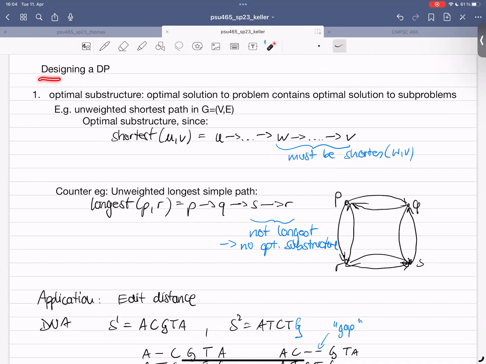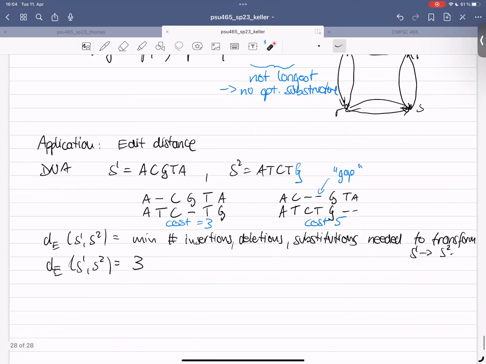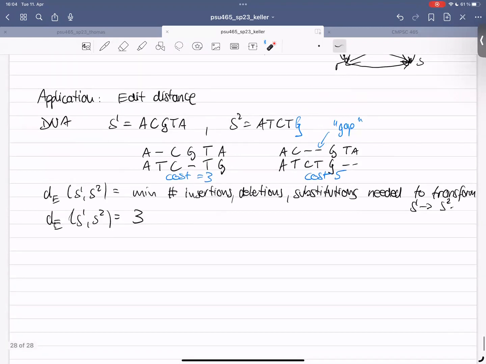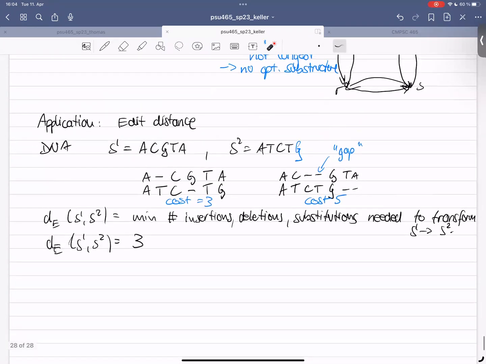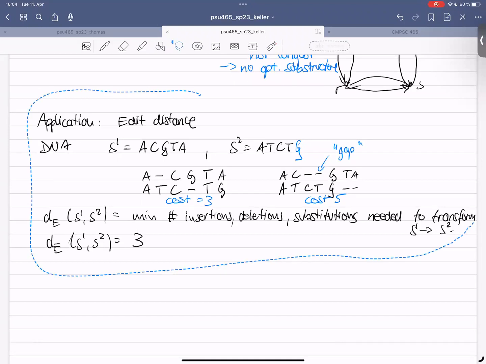Designing a DP. So this was what I wanted to do before I started this example. I mentioned the first point, which is optimal substructure. What I forgot to mention is the second point, which is overlapping subproblems. So let me, how do I do that? I can cut and paste. Yeah. So make a note here, please, that this goes in between here. Yeah, this I forgot. This down, yeah.